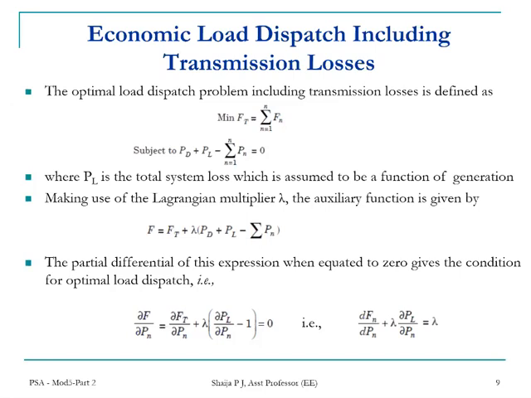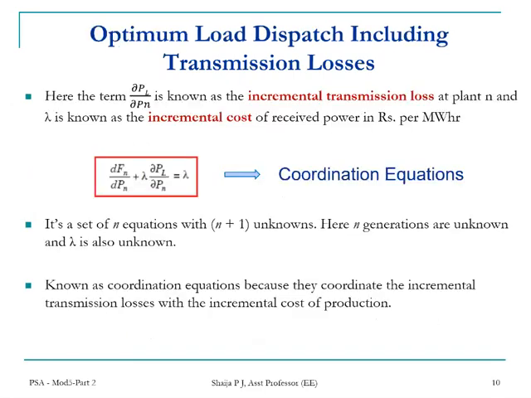In this, there is a term ∂PL/∂Pn. This is known as the incremental transmission loss at plant n. And lambda is known as the incremental cost of received power in rupees per megawatt hour. And the equation dFn/dPn plus lambda into ∂PL/∂Pn is equal to lambda. This equation is known as the coordination equation.